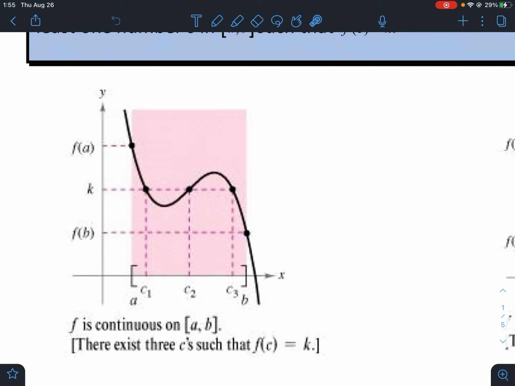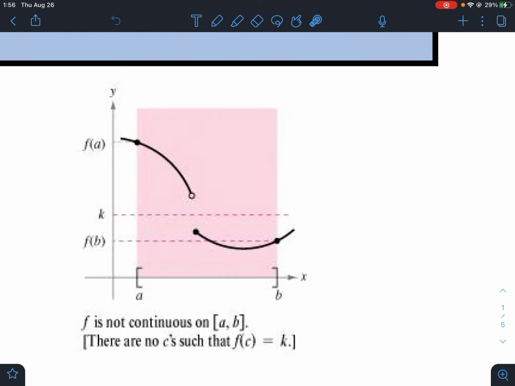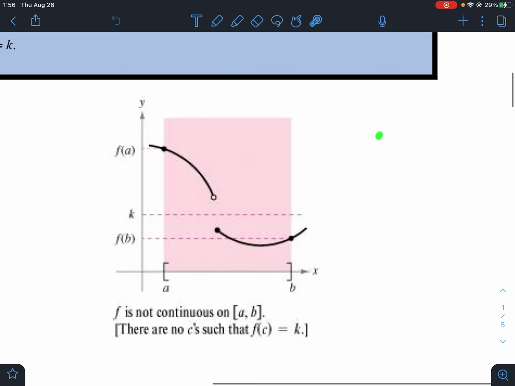So since f is continuous, there exists at least one c, in this case 3, such that f of c must equal k. Here's a picture of a function that's not continuous, and you can see why the IVT is dependent on continuity. If the function is not continuous, then the function could absolutely skip over k on our way from a to b.